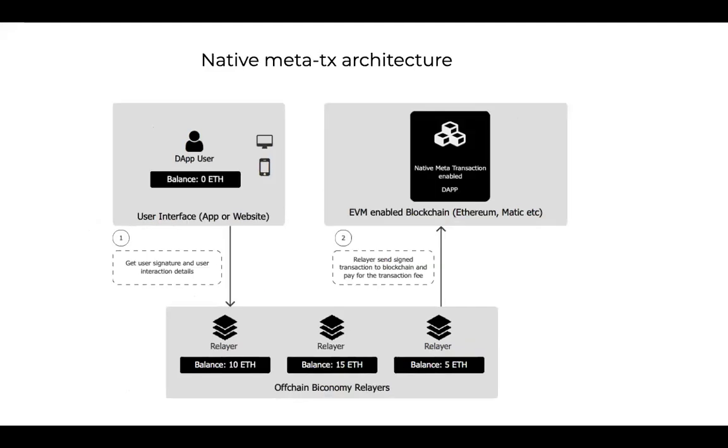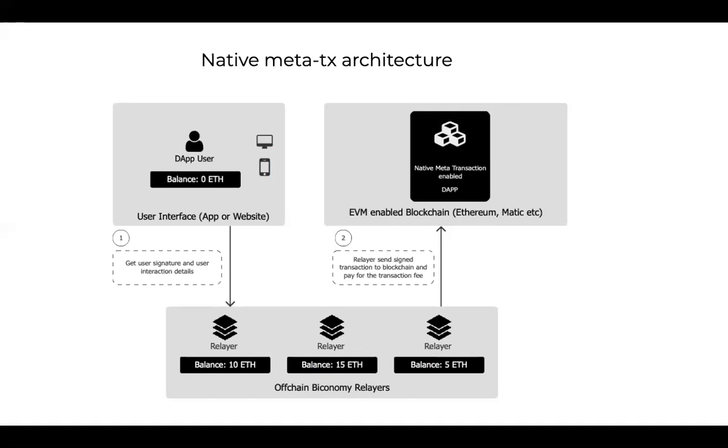So, this looks much simpler than the previous one. It's because it actually is simpler than the contract wallet approach. Here, no smart contract wallet is involved. But the main point is that you have to make your DApp smart contract native meta transaction enabled. By native meta transaction, I mean your smart contract should not rely on the message.sender or the message.value property. If your business logic is independent of these properties, then your smart contract is native meta transaction enabled, and you can use this approach to deploy meta transactions in your application.